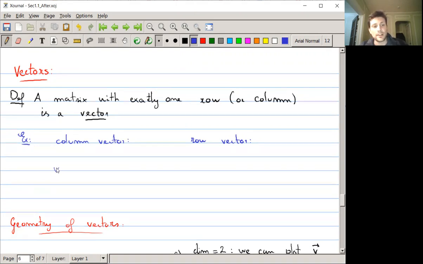We'll denote them something like this. I'll just use a little example. This vector V is just a matrix with 3 rows and 1 column. That's what makes it a vector, because it only has 1 column. We can also have row vectors, and I'll write those in the following way. This is a row vector with just 1 row and 4 entries.